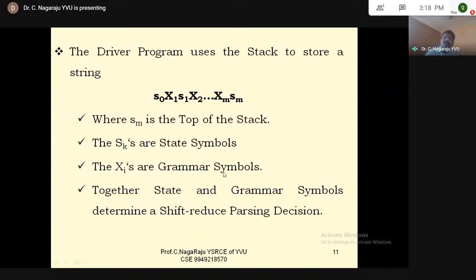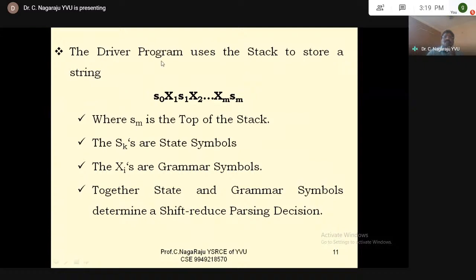The X's are grammar symbols. Grammar symbols means the non-terminal symbols or the terminal symbols. Together, the state and the grammar symbol, that means the set of S's and the set of X's, determine the shift-reduce parsing decisions. So this is the stack.